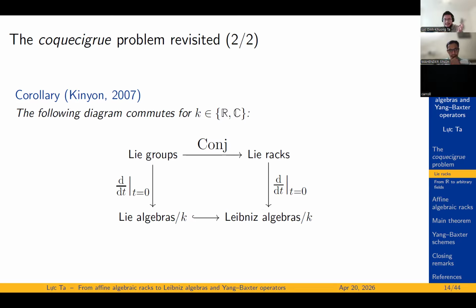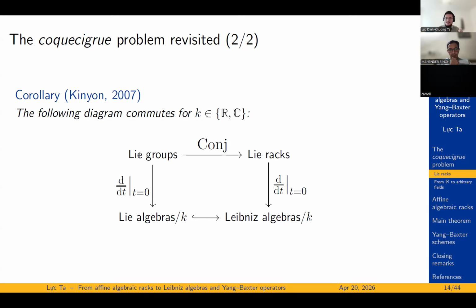And that's a natural thing to ask over R or C, because over those fields you have what's called the Lie-Cartan theorem, sometimes called Lie's third theorem, which states that if you look at the full subcategory of simply connected Lie groups, then this functor is actually an equivalence of categories. And so then you can ask an interesting question: is there something similar for Lie racks and Leibniz algebras?